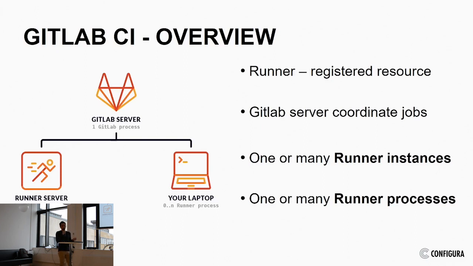Yeah, this is how it all works. We have a GitLab server, and then we have our runners. A runner is just a machine, any machine registered to the GitLab server. And when it's registered to the server, it can pick up jobs whenever there are jobs available. A runner can be any machine. It will be coordinated by the GitLab server as long as it's registered.